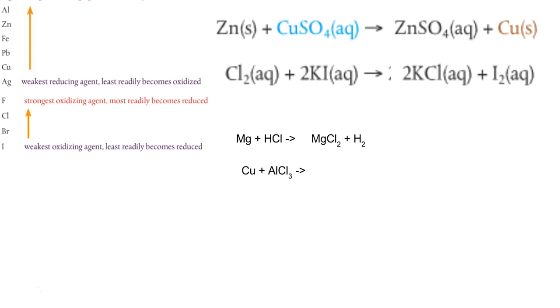What about this one? Copper plus some aluminum chloride. Now we can see that the chlorine atom is already bonded to aluminum, which is second on our activity series. And so when it takes a look at copper, it realized that it also already has a more beneficial pairing, and so there is no reaction that occurs.